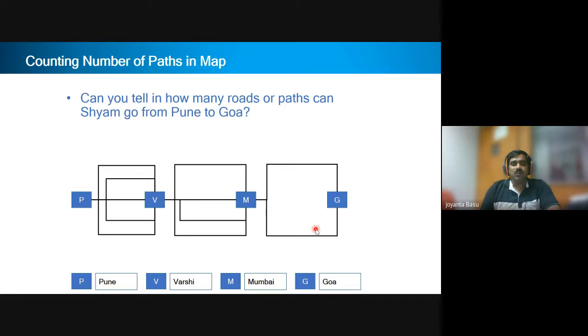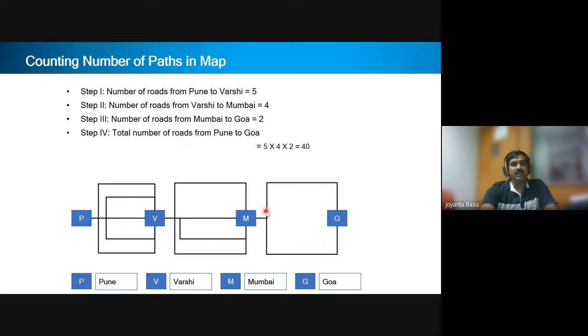So there is more. I have added another destination, Goa. So there is Pune, Vasi, Mumbai, and Goa. There are 1, 2, 3, 4, 5 paths, then Vasi to Mumbai, 1, 2, 3, 4 paths, and Mumbai to Goa there are 4. Sorry, there are two roads. Then how many possible combinations are there to go from Pune to Goa via Vasi and Mumbai? Same logic. You can try 5 cross 4 cross 2. Okay, there are 40 possible combinations.